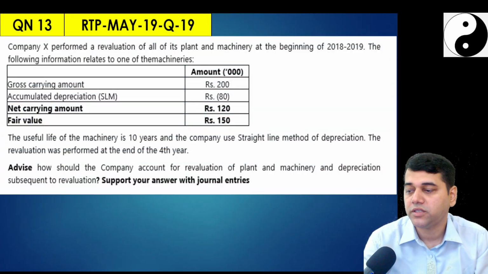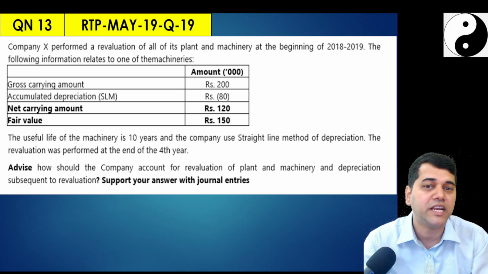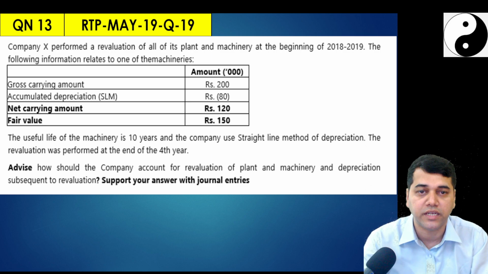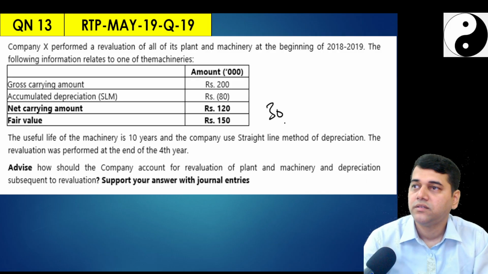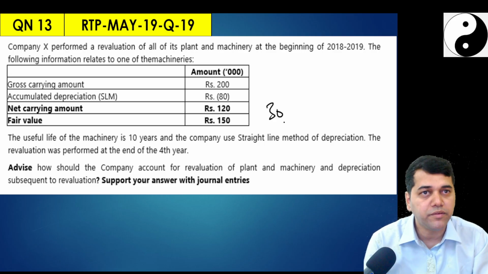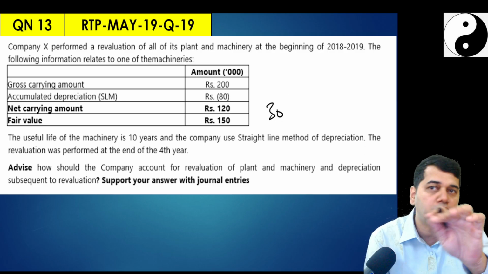Go to question number 13. X company performed revaluation of all its plant and machinery at the beginning of 2018-19. The following information they have given: gross block, accumulated depreciation, net book value and the fair value. So how much is the revaluation surplus? 30. Is there any previous revaluation details they have given you? No. So you assume that this must be the first time they have done it. If they had done it before, they would have told you something.